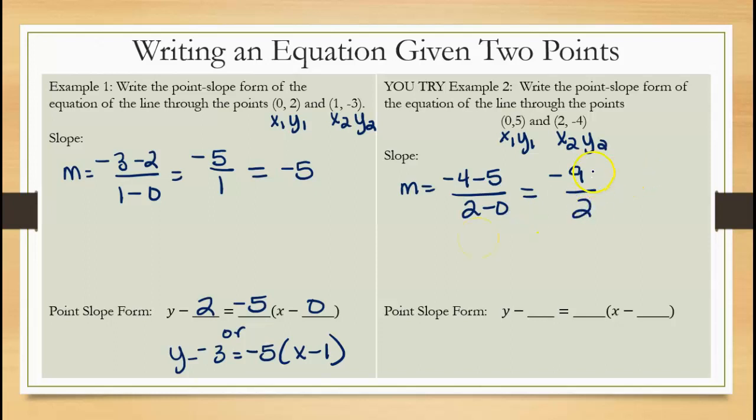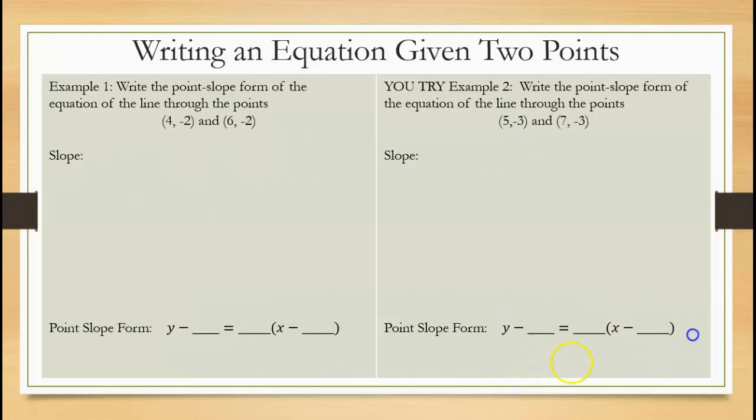This cannot be reduced. There's nothing that 9 and 2 can both be divided by, and we never turn slope into an improper or into a mixed number. We always leave it improper. Use the first point. That becomes y minus the y value, which is 5, and x minus the x value. Or you can write this as y minus negative 4 equals negative 9 halves times x minus 2. You can leave it as minus a negative.